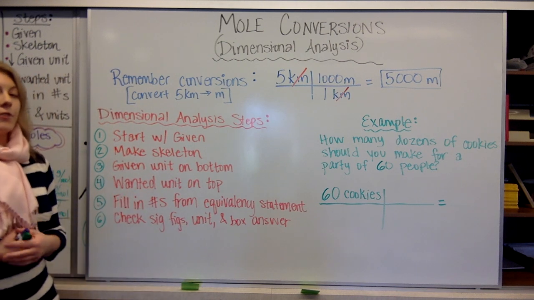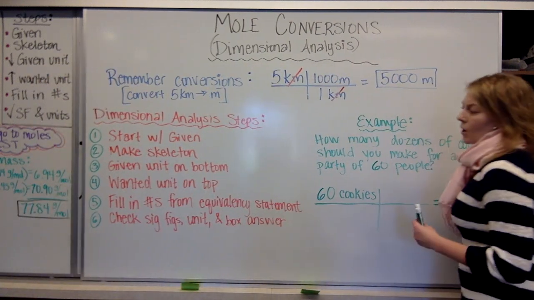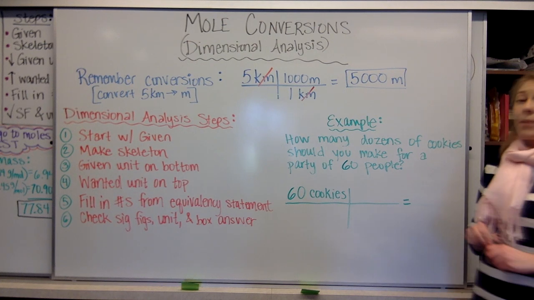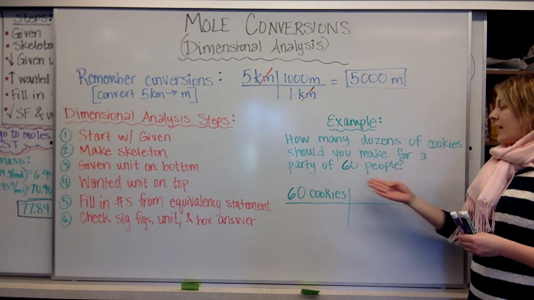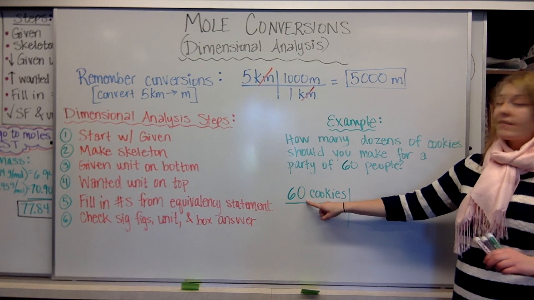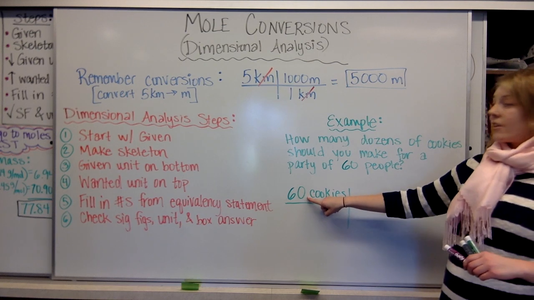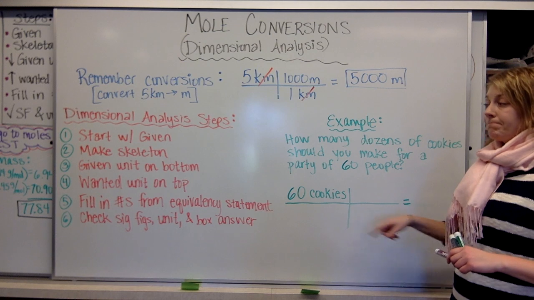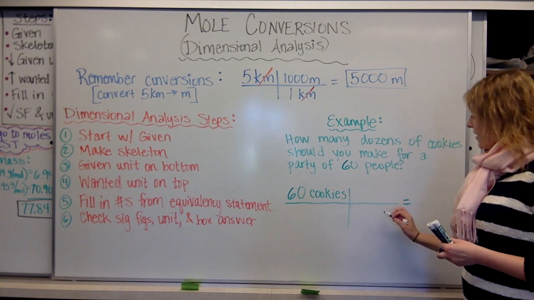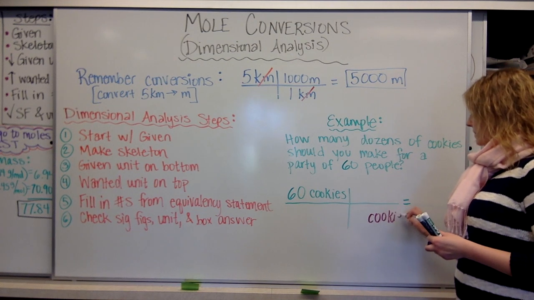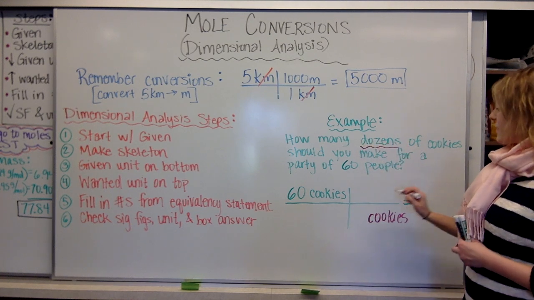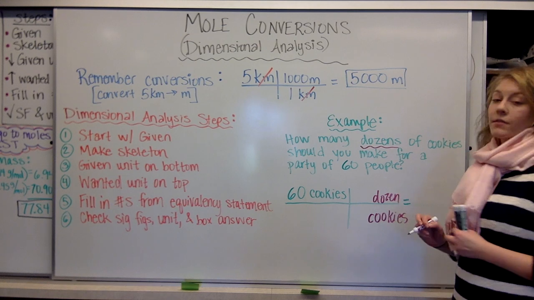So let's take a look at an everyday example we might see. All right, so our example here is how many dozens of cookies should you make for a party of 60 people? All right, if every person gets 1 cookie, that means we need 60 cookies. So 60 cookies is our given. We set up our skeleton. Step 3 over there, our given unit goes on bottom. We're given cookies, so cookies goes on bottom. Our wanted unit goes on top. All right, we're trying to figure out how many dozens, so dozen goes on top.